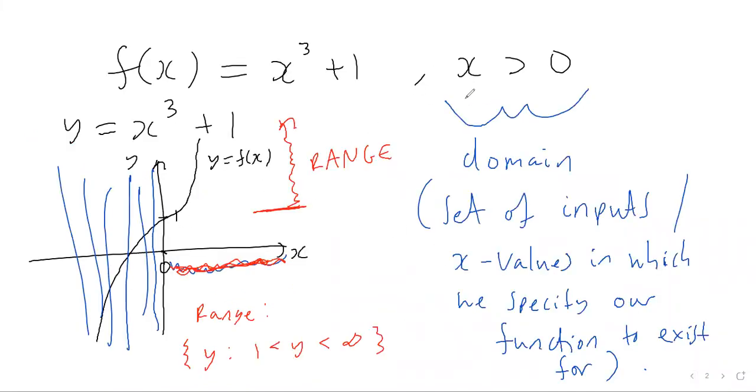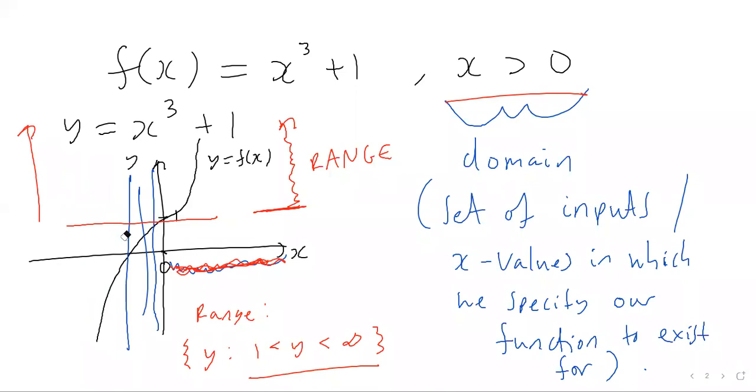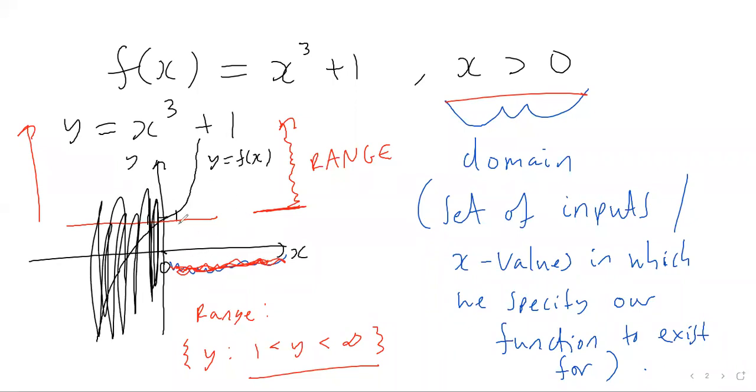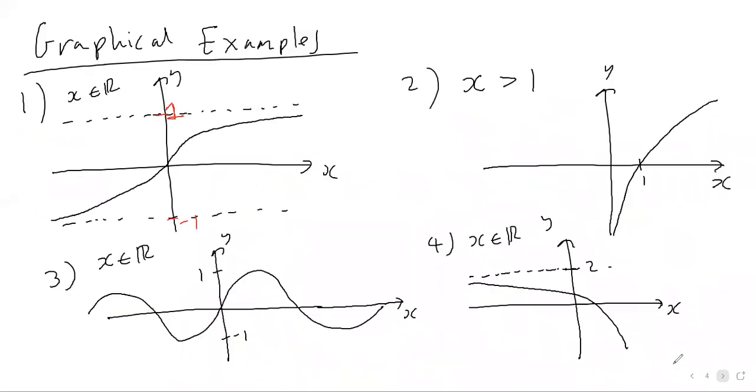So again, if this is what we're allowed to put into our function, if this is our input, then our output will be anything from 1 all the way up to infinity. And I'm just going to rub out these blue lines to make it look a bit neater. We don't need to worry about anything on this end because our domain is telling us that x must be bigger than 0. So our range is 1 up to infinity. Okay, so that's domain and range.